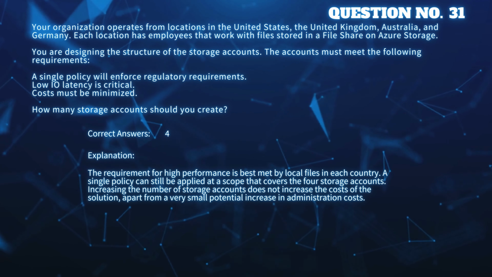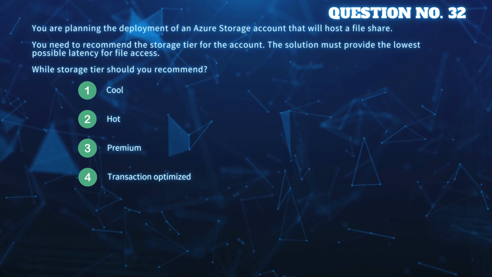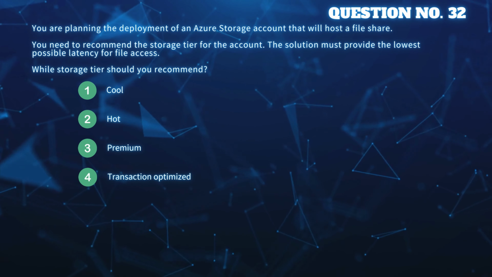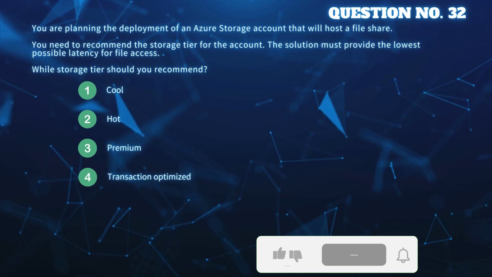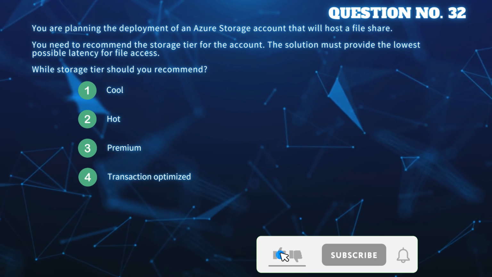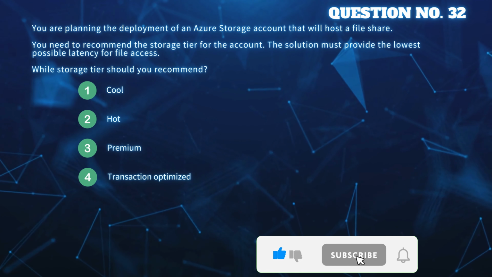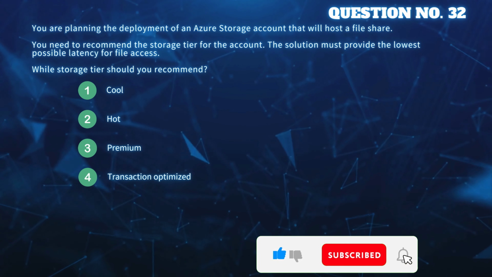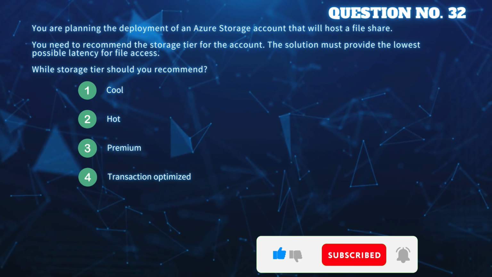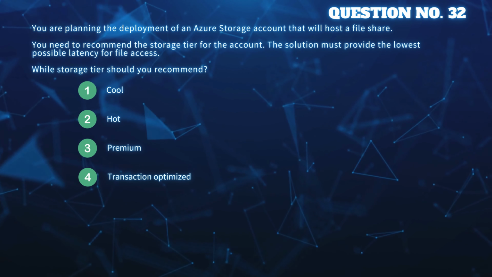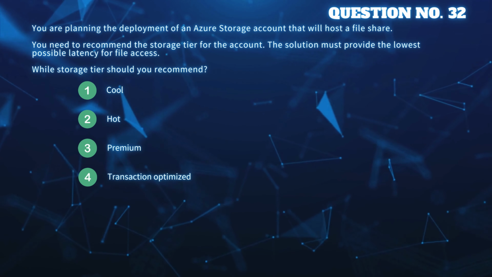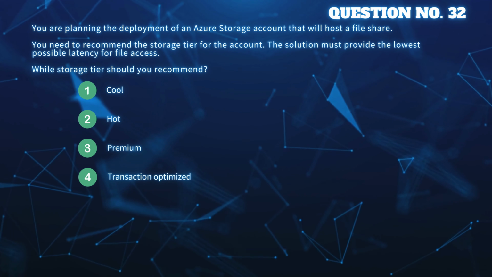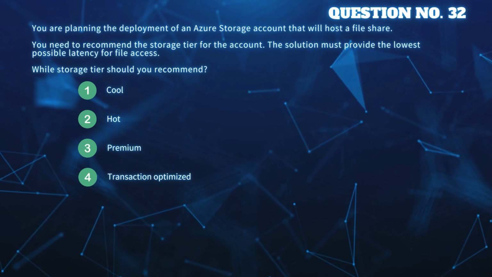You are planning the deployment of an Azure storage account that will host a file share. You need to recommend the storage tier for the account. The solution must provide the lowest possible latency for file access. Which storage tier should you recommend? Option 1, Cool. Option 2, Hot. Option 3, Premium. Option 4, Transaction Optimized.